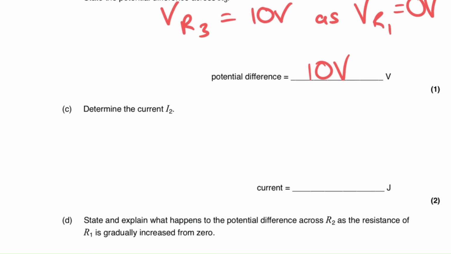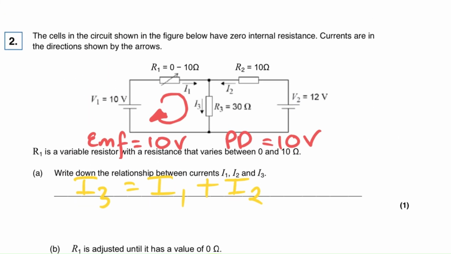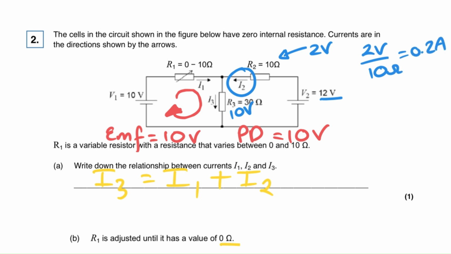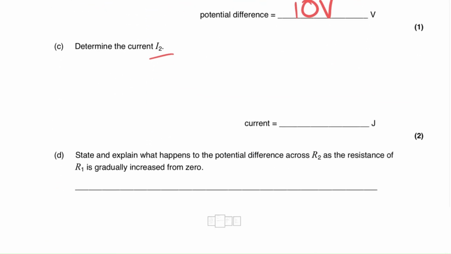Okay, next question says determine the current I2. So I2 is in the second loop. And if you have 10 volts sitting across R3, then you've got 2 volts left for any coulomb that travels in that loop on the right to spend, if you like, at R2. So 2 volts divided by 10 ohms will give you a current of 0.2 amps.